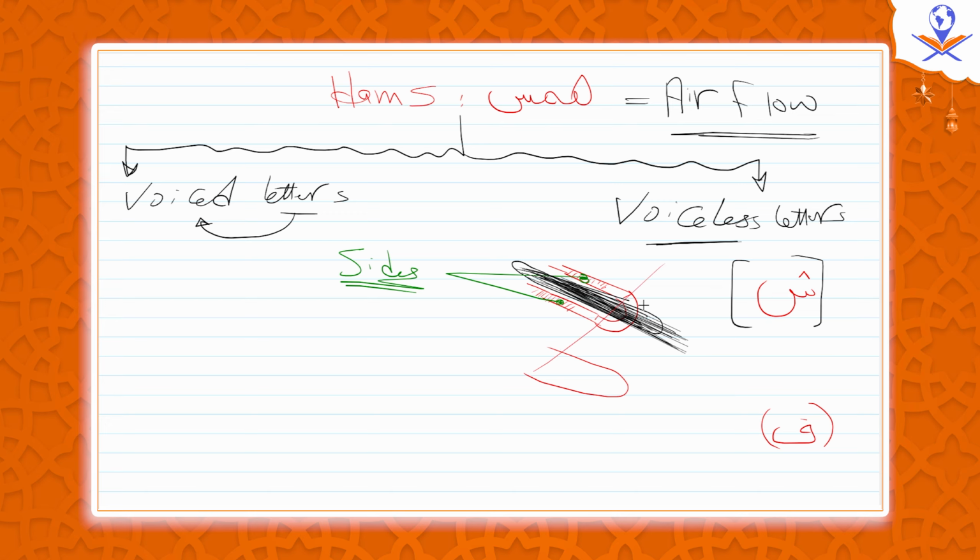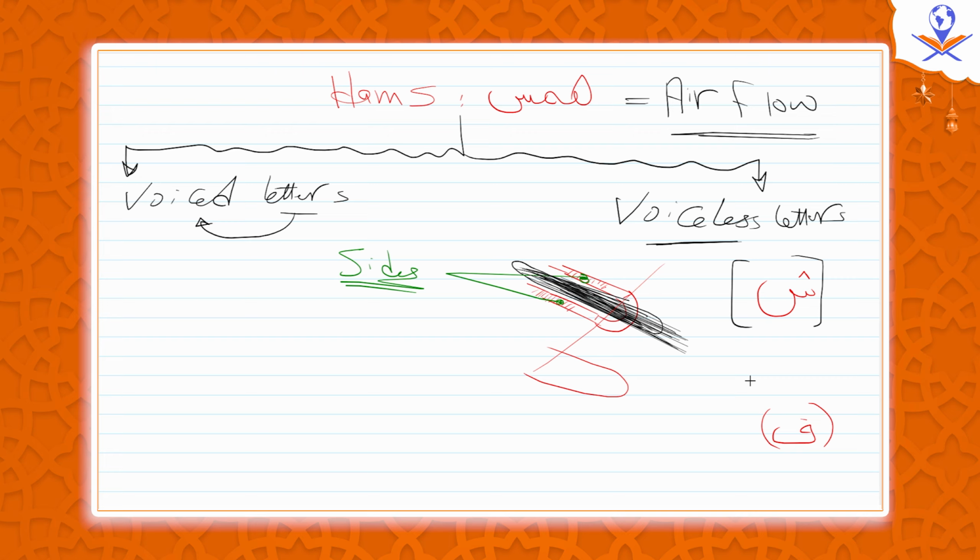If you block the airflow, like with sheen, if we didn't allow the airflow to come out, we will not be able to pronounce sheen. You understand? This is the same for fa. Without allowing the airflow, no fa.